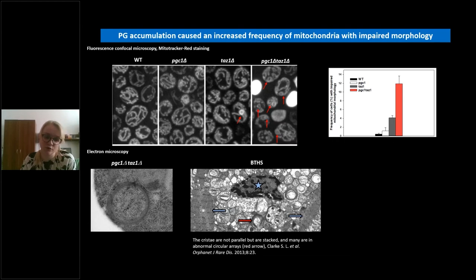Mitochondrial morphology often reflects their function, and previously abnormal mitochondrial ultrastructure was observed in fibroblasts from Barth syndrome patients, who showed abnormal circular arrays of cristae. We saw similar onion-like structures in our yeast model of Barth syndrome. And using fluorescent confocal microscopy, we also observed these circular-shaped mitochondria, and importantly, their frequency was doubled in the double mutant accumulating PG.